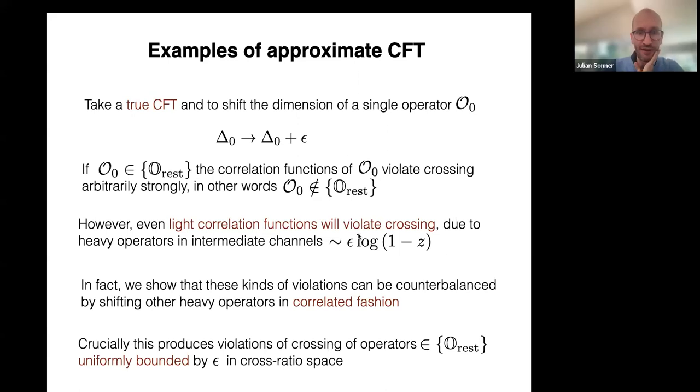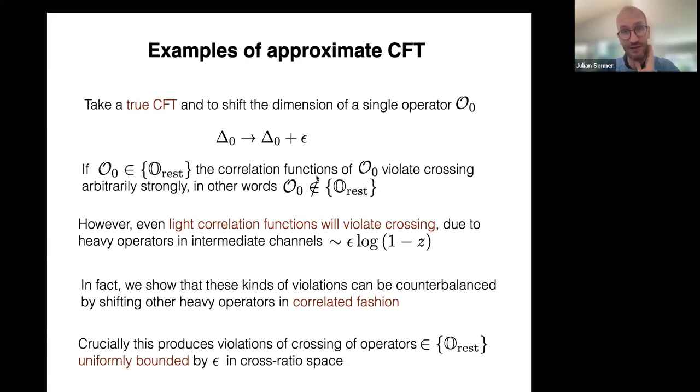Okay, and so the point is that with this procedure, you start with a CFT, you deform it in a correlated fashion, and of course it's correlated because the conformal constraints basically correlate things across the spectrum. So we're just, in a pedestrian way, implementing CFT constraints. But crucially, it allows us to produce violations of crossing in the restricted set of operators, which is uniformly bounded by epsilon in cross ratio space.